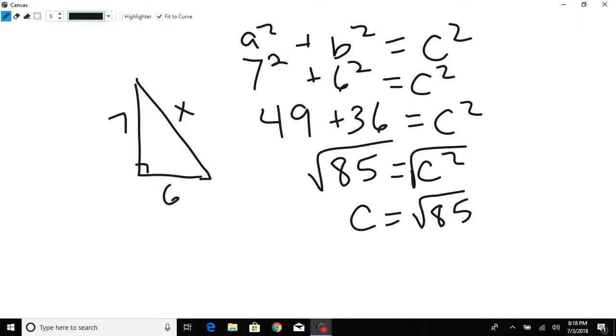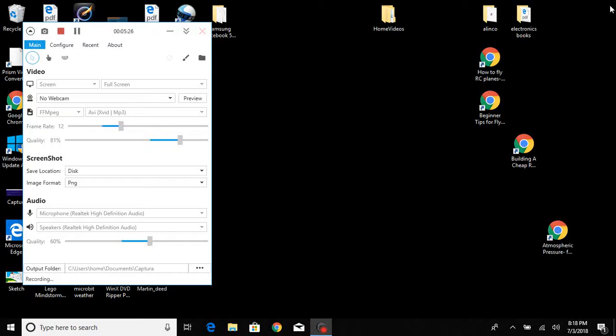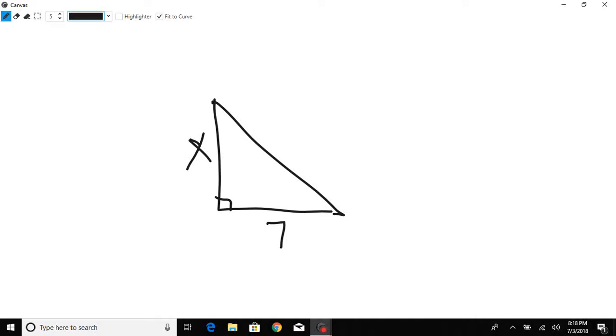Let me show you another example here. So I'm going to get rid of this canvas and open up another one. And let's say I have now a right triangle. And let's say this is 7. And this is, I don't know what this is. I'll call it X. And then this one is 10.